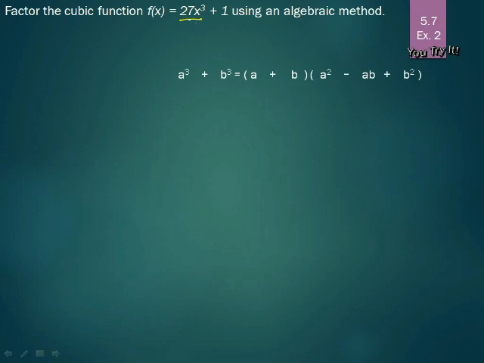Well, 27, the cube root of that is 3. And then 3 cubed is 27. So that would work there. And then the cube root of x cubed is x. And so 3x cubed gives us 27x cubed. And then looking at 1, the cube root of 1 is just 1. And so we could write that here for b because then 1 cubed is 1.